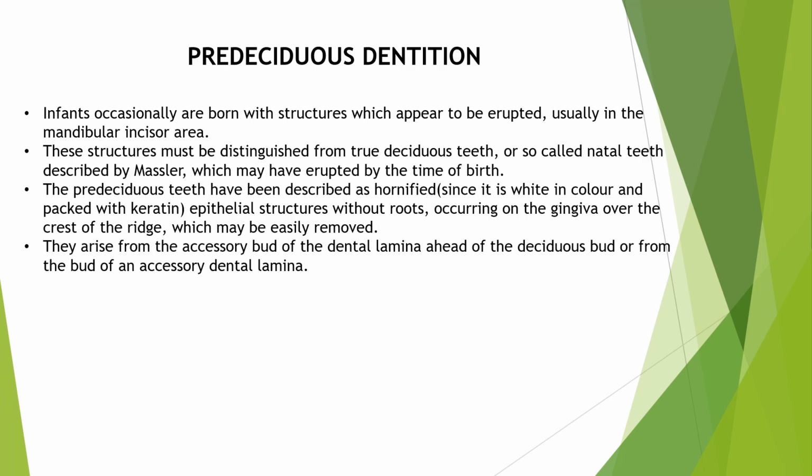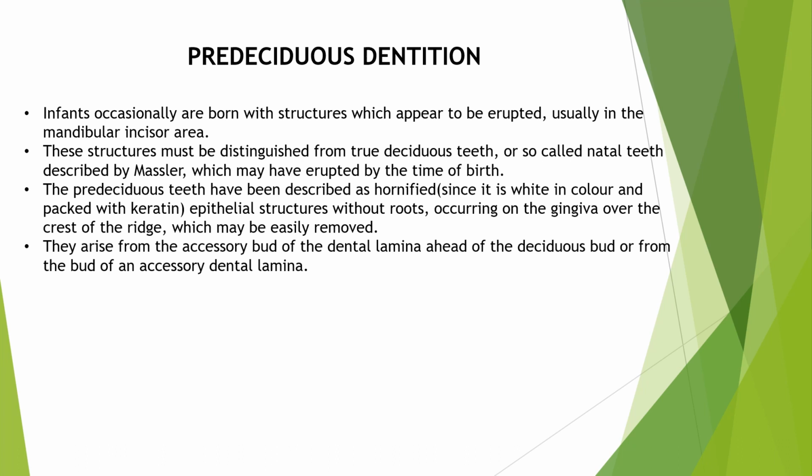Pre-deciduous dentition. Infants occasionally are born with structures which appear to be erupted, usually in the mandibular incisor area. These structures must be distinguished from true deciduous teeth or so-called natal teeth described by Masler, which may have erupted by the time of birth. The pre-deciduous teeth have been described as hornified epithelial structures without roots occurring on the gingiva over the crest of the ridge, which may be easily removed. They arise from an accessory bud of the dental lamina ahead of the deciduous bud or from the bud of an accessory dental lamina.